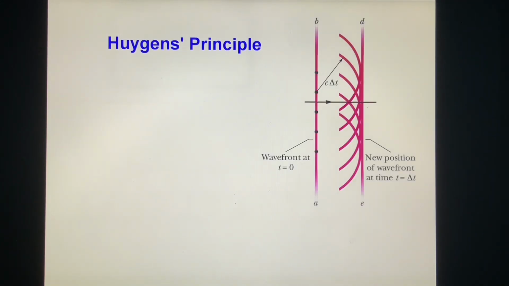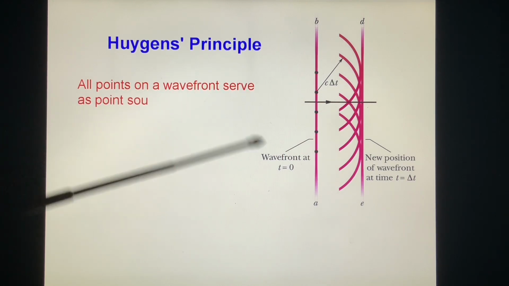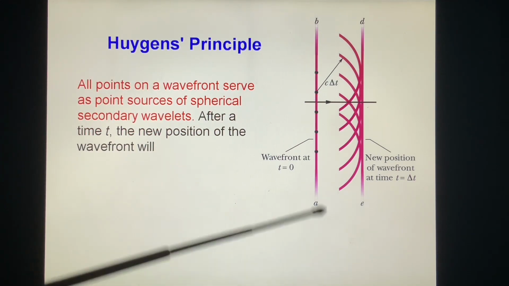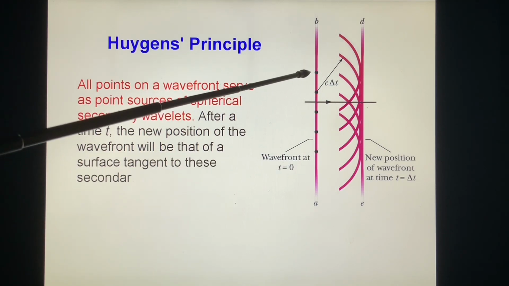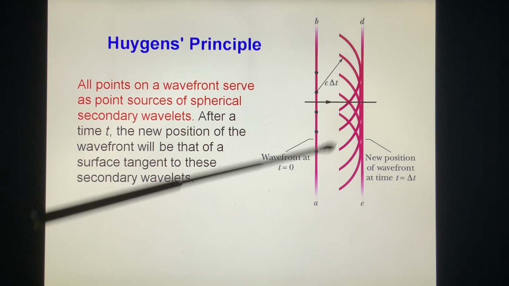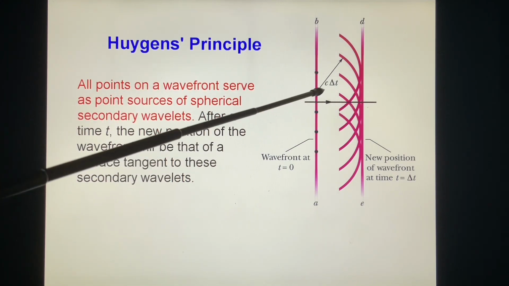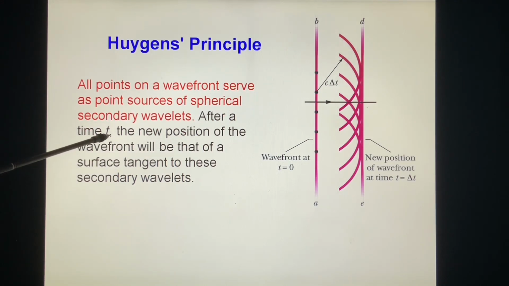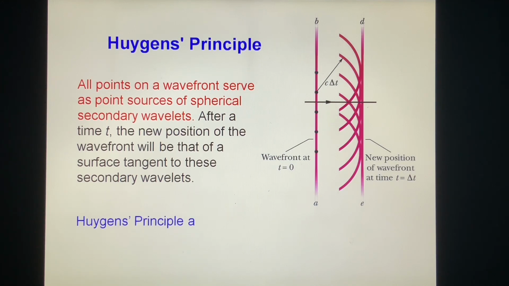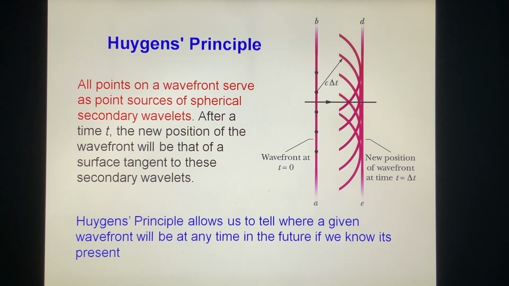Huygens principle. All points on the wavefront serve as point sources of spherical secondary wavelets. Now, this is a wavefront at time t equal to 0, and all points act as a source of secondary spherical wavelets, so the wave spreads out. After delta t, this wave becomes this wave, and after a time t, the new position of the wavefront will be that of a surface tangent to these secondary wavelets. This is a secondary wavelet, and this is the tangent. So Huygens principle allows us to tell where a given wavefront will be at any time in the future if we know its present position.